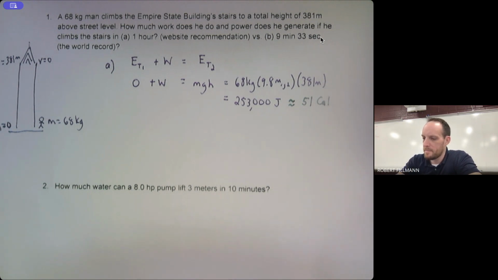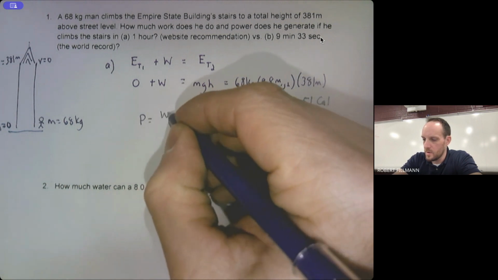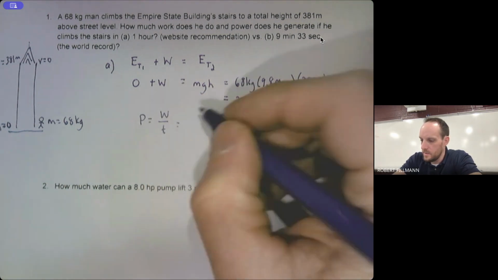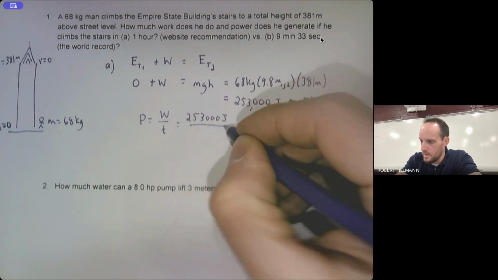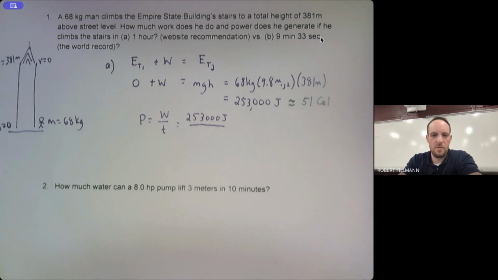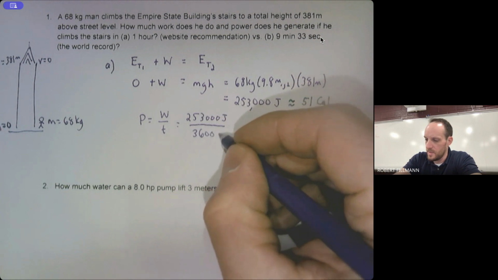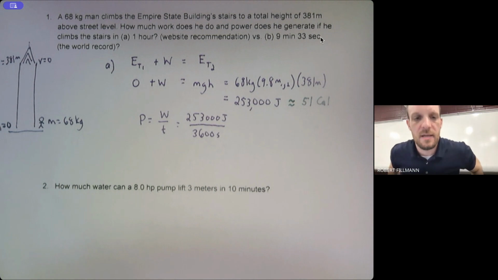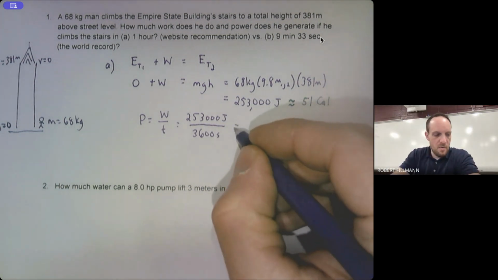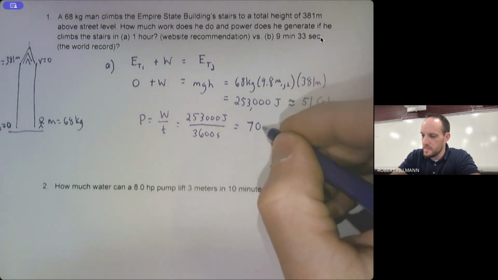How about the power? Power is related to how quickly he does this. So in case A, he does it in 1 hour. So we'll use power as work divided by time. So he does 253,000 joules of work, and he does it in 1 hour. Now I have to be careful with my units. 1 hour needs to be converted into seconds. So I'll multiply by 60 to get minutes and 60 again to get seconds. So it's 3,600 seconds. And the power required for this guy to walk up the Empire State Building, basically to take an hour to get up, is 70 watts.